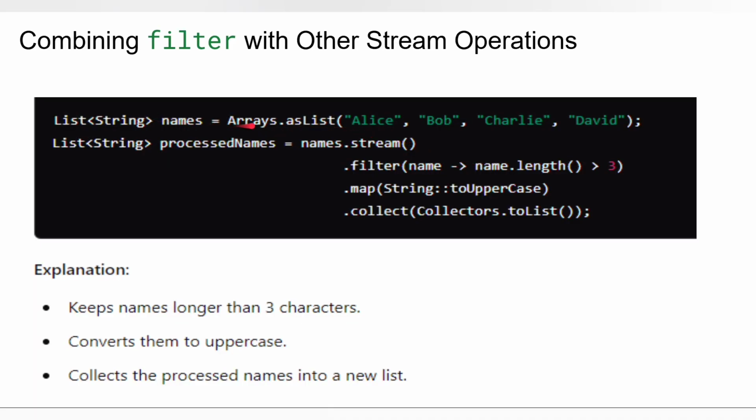Let's say you have a list of names, and these are the names that we have: Alice, Bob, Charlie, and David. So what we want here, first we will filter out the names which are longer than 3 characters. This is the logic to filter. We will take each name, check whether name.length is greater than 3, and then we will convert them to uppercase. Once we have filtered them, we will convert the filtered elements to uppercase, and then we will store them inside a list. Now let's see this in our demo.